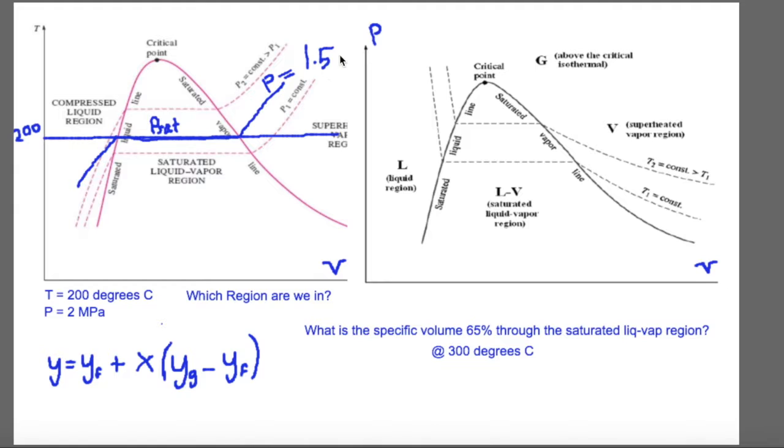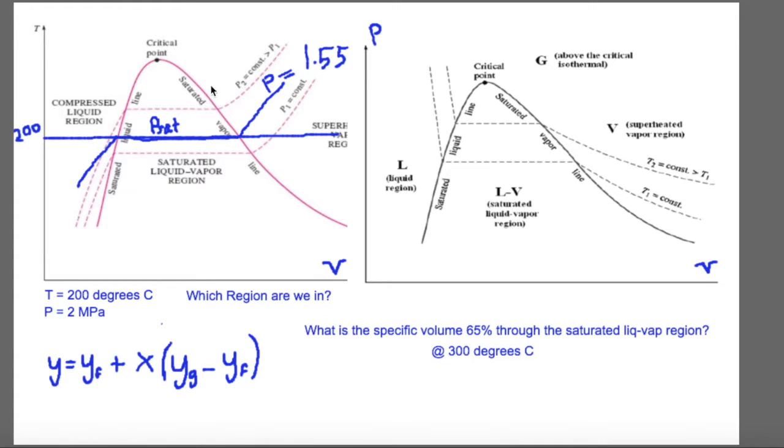Just to make it easier, I'll just say 1.55. All right, now how does this help us? So now we have the pressure here, the Psat. The problem is giving us a pressure of 2 megapascals. We have a pressure of 1.55 megapascals.